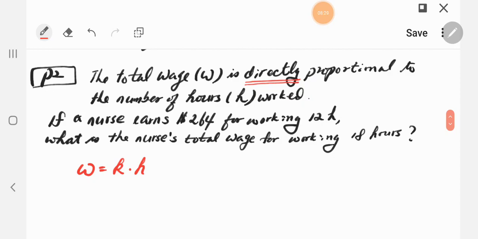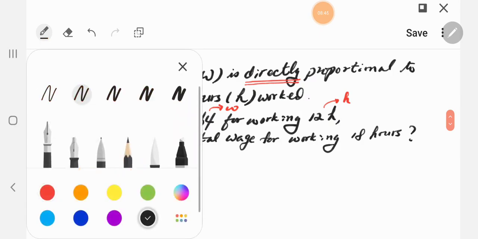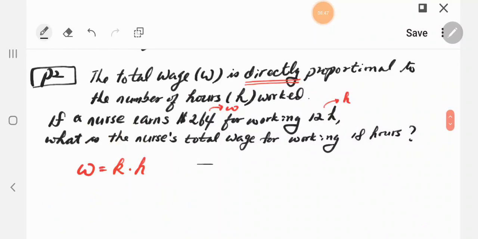Now a nurse earns $264. So this is the wage. So 264 is the wage, for working 12 hours. So this is the number of hours worked. In that case, we can find the K first. W is given, which is 264, and H is 12 hours.